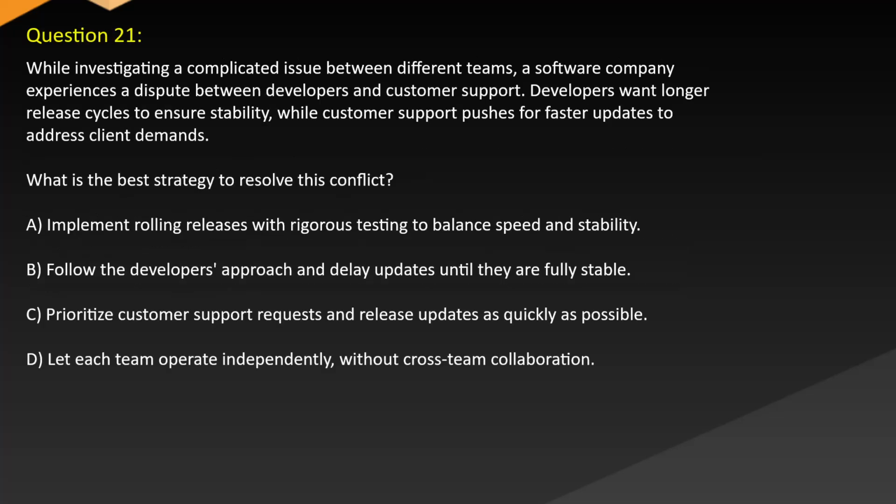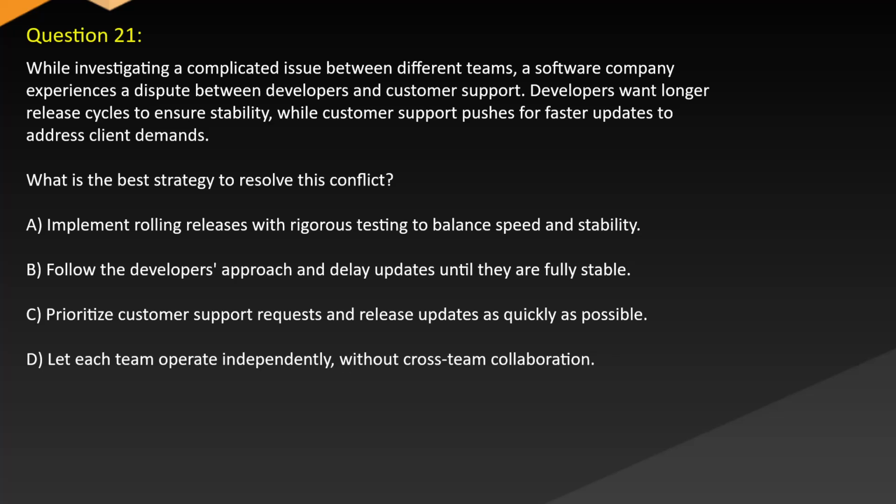Question 21. While investigating a complicated issue between different teams, a software company experiences a dispute between developers and customer support. Developers want longer release cycles to ensure stability, while customer support pushes for faster updates to address client demands. What is the best strategy to resolve this conflict?